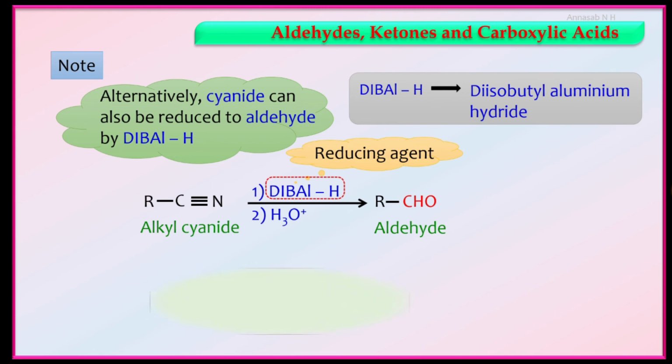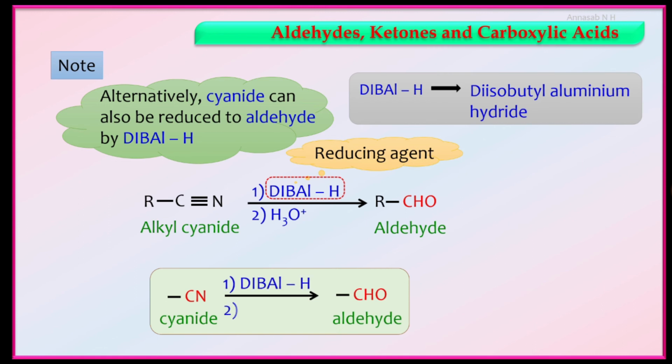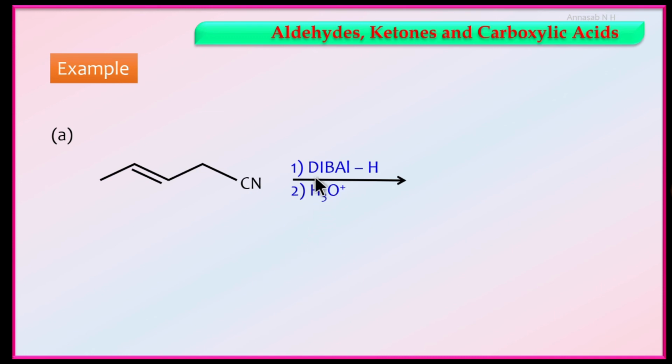So here cyanides can be converted into aldehydes with the help of diisobutyl aluminum hydride followed by hydrolysis. Example, first one, we have CH3, CH double bond CH, CH2, C triple bond N, which is treated with diisobutyl aluminum hydride followed by hydrolysis. The speciality of this reagent is that it is going to react only with the cyanide group, even though there is a presence of multiple bonds in the compound.